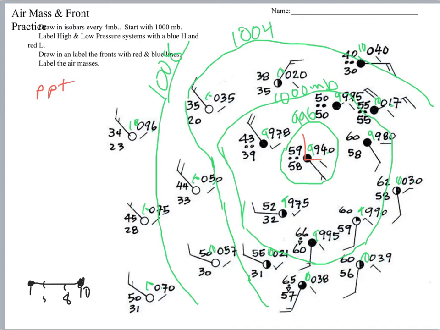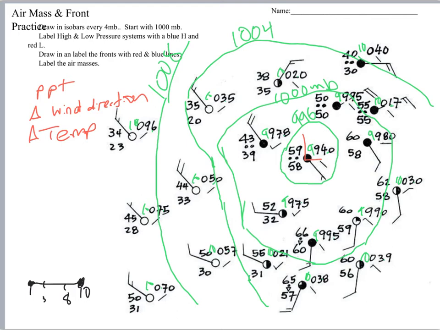We need to look for a change in wind direction. So we're going to compare two stations next to each other and see if they change in wind direction. And last, we're going to look for a change in temperature. And the change in temperature is going to help us identify whether it's a warm front or a cold front.